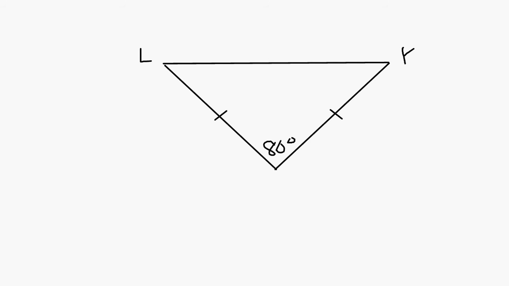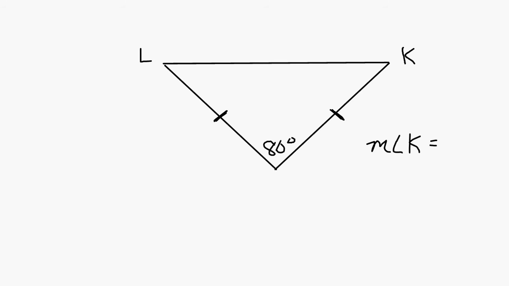How about something like this, and you're asked to find the measure of angle K. So look at the picture. You've got two sides that are congruent to each other. Agreed? Yeah. So what do you know about the angles opposite those sides? They have to be congruent. They're equal to each other, aren't they?